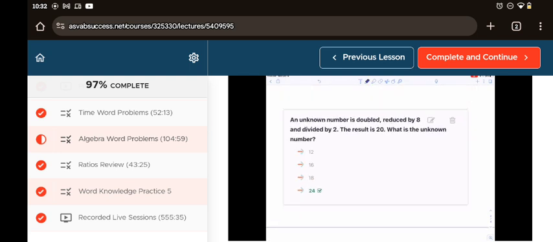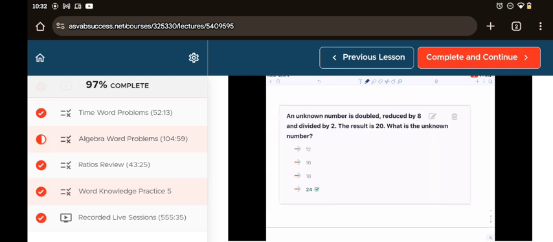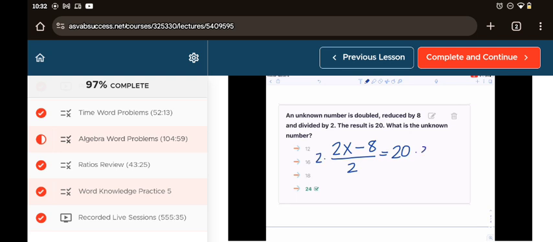Okay, next question says, an unknown number is doubled, reduced by 8, and divided by 2. The result is 20. So this one's pretty easy. An unknown number is doubled, so we multiply it by 2, reduced by 8, and then divided by 2. The result is 20. With this one, make sure that when we do divided by 2, we divide the whole thing by 2, okay?